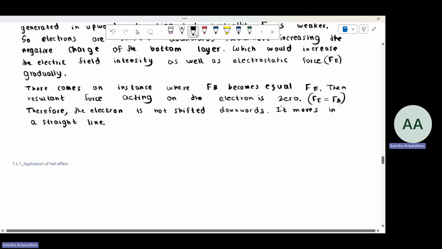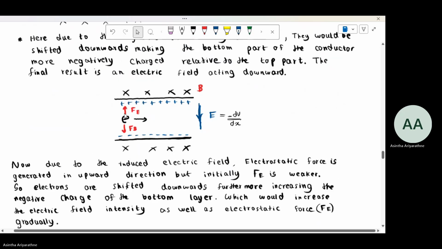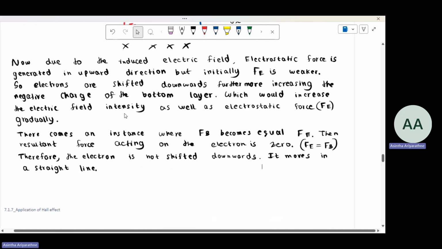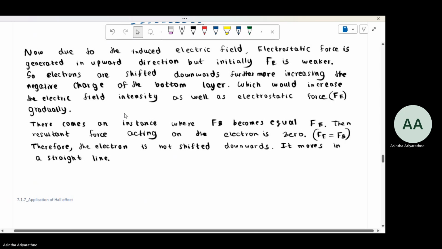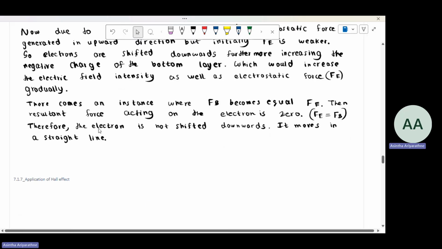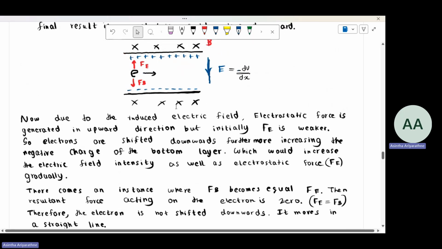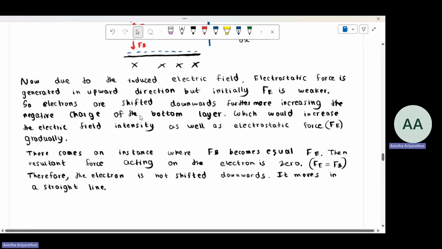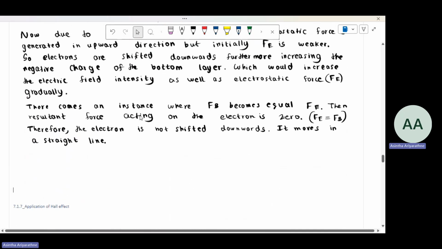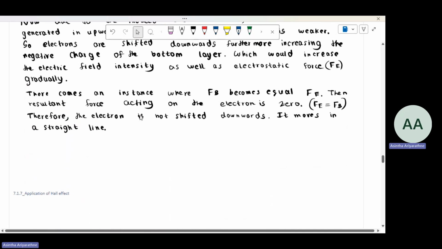It moves in a straight line. Then thereafter, the voltage would not change, because no more electrons would be accumulated on the bottom part of the conductor. So the voltage would remain the same, and that is called the Hall voltage.